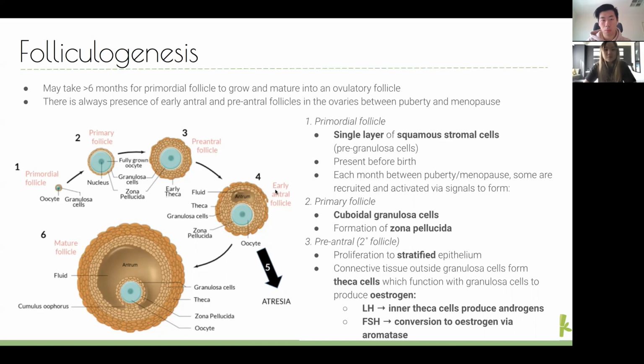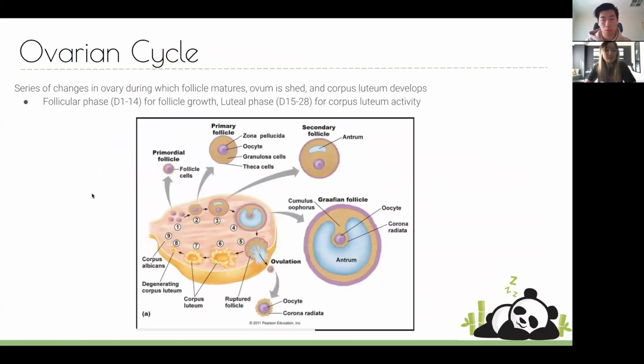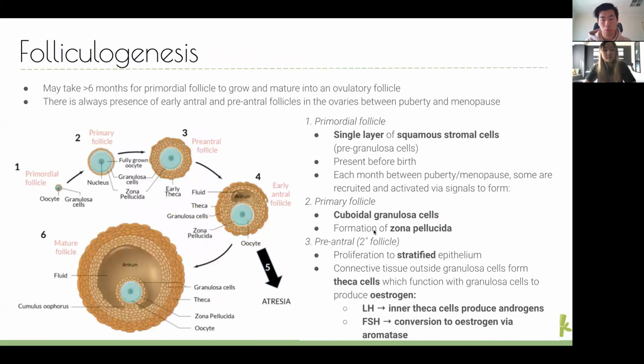That's present before birth, and then each month between puberty and menopause, some are recruited and activated. And that causes formation of your primary follicle. And these are now cuboidal granulosa cells. Remember from this slide, I said the follicle is made up of granulosa cells. So that's basically what's happening here. It's gone from squamous cells to cuboidal, so square granulosa cells. You can remember it's squamous to cuboidal because it's literally just growing. I guess flat cells are smaller than cubed cells.